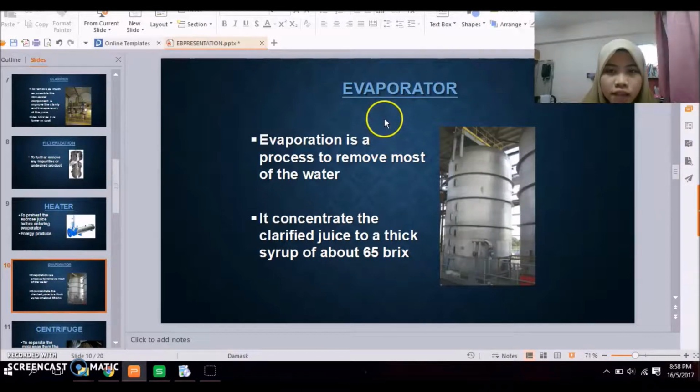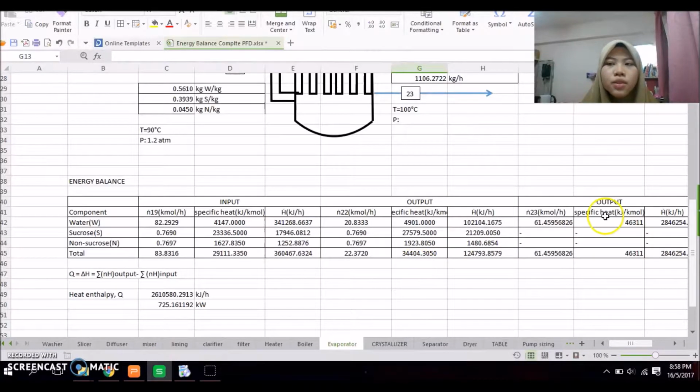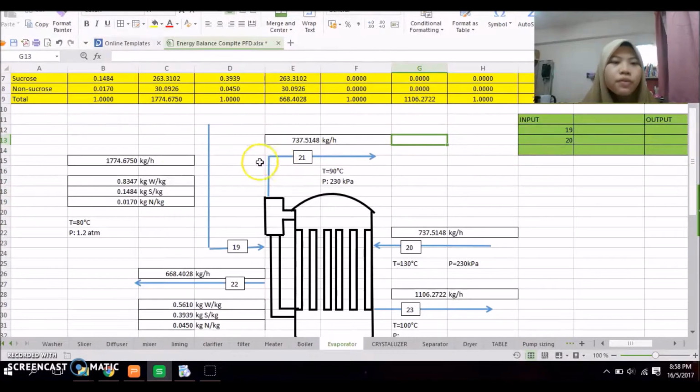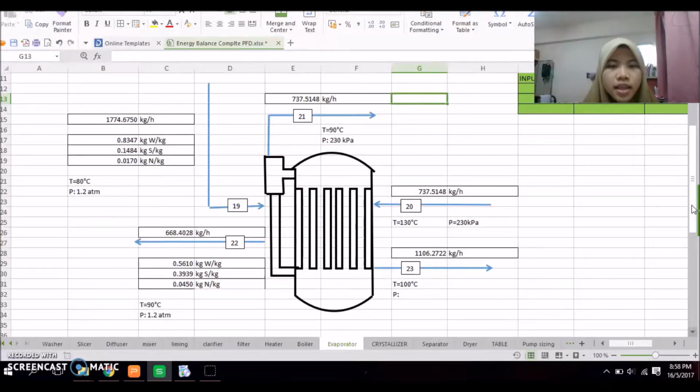Okay, for the evaporator, evaporation is a process to remove most of the water. It concentrates the clarified juice to a thick syrup of about 65 brix. This is our material balance calculation, and we got the mass flow rate for input as 1774.6750 kg per hour, and for the output 668.4028 kg per hour. The input temperature that we searched is 80 degrees Celsius, and the output is 90 degrees Celsius, and both pressures are the same, which is 1.2 atm.